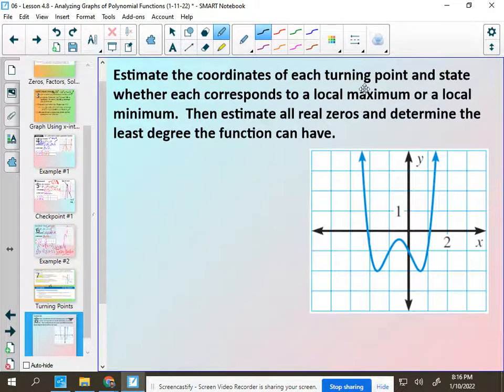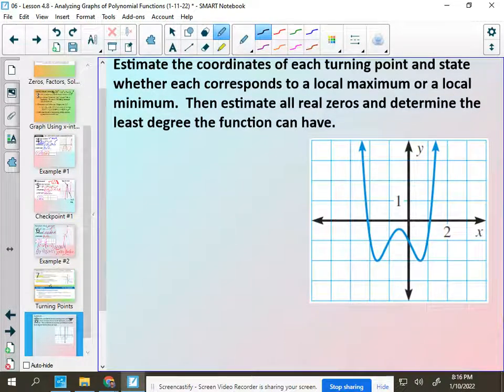It says, estimate the coordinates of each turning point, and then state whether each corresponds to a local max or a local minimum, okay? So here's how you can do this, and you can do this on the homework too. You can put points there and call it point A, just because it gets really tight if I try to write all that stuff on here. Those are the turning points, right? There are 3 total turning points here. So what are the coordinates of this point A right there?